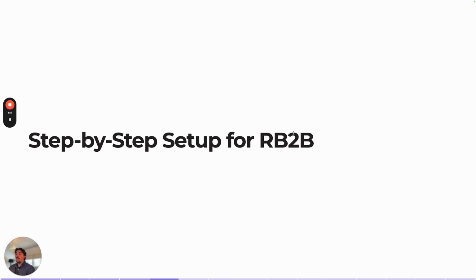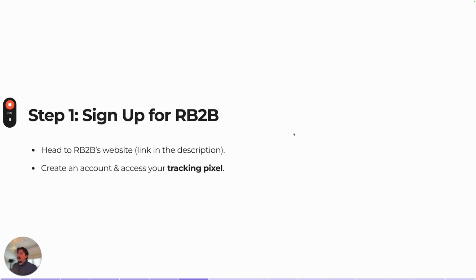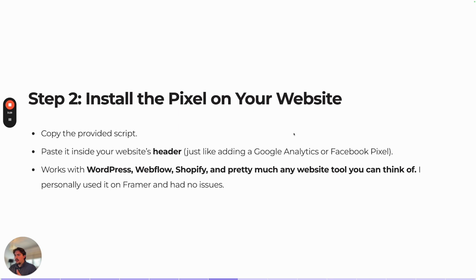So here's the step-by-step guide of setting up RB2B. Step one, you sign up for RB2B. I'll put the link in the description so it's super easy for you to sign up, but you'll create an account and then you will go get your tracking pixel. Then you go into the tracking pixel section, you copy the script, and then you paste it into your website's header.